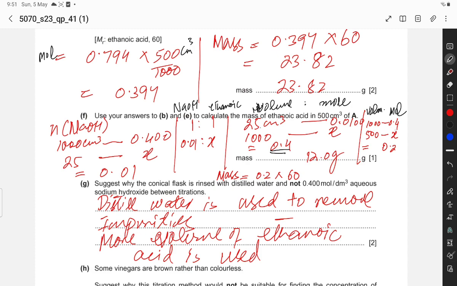1000 centimeter cube contains 0.4 mole, while 500 centimeter cube contains x. So the answer is 0.2 mole in 500 centimeter cube. This is the Mr of ethanoic acid. The Mr of ethanoic acid is 60 and the moles of ethanoic acid is 0.2. So by converting moles into mass, we get 12 gram mass of ethanoic acid present in 500 centimeter cube of A.